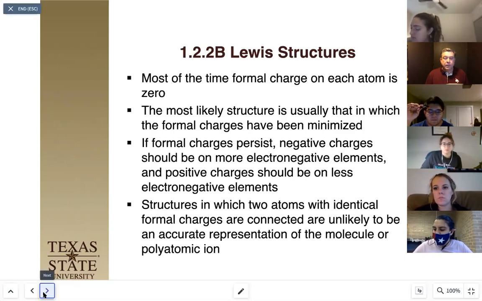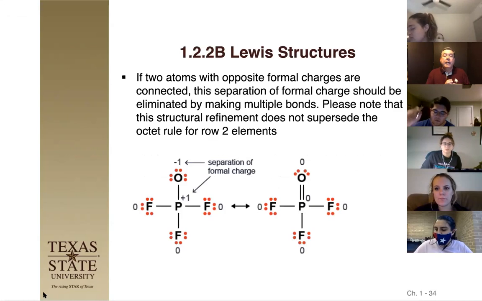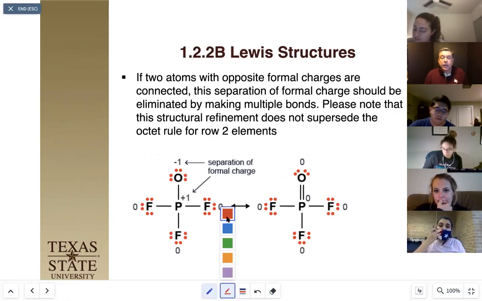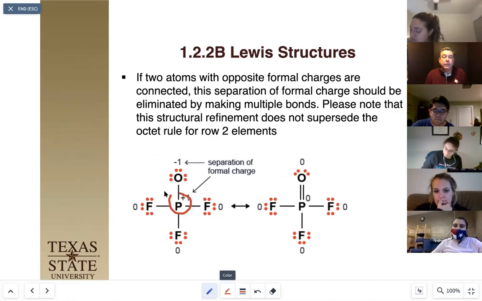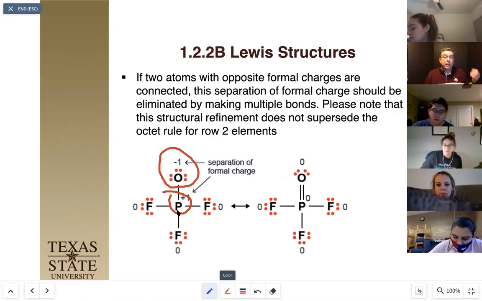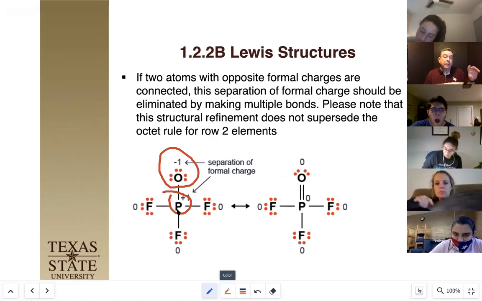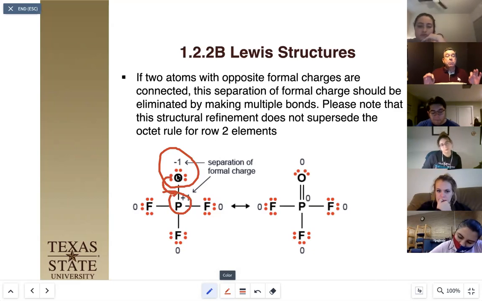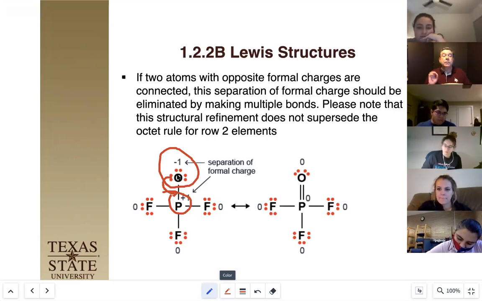Okay, there we go. An example of that would be to have this compound here. We actually show that it has a formal charge of +1 on the phosphorus and -1 on this oxygen. The oxygen is the more electronegative atom, and the phosphorus is the less electronegative atom. However, we can move electrons from this oxygen to create a double bond between the phosphorus and the oxygen to make the net charge of each of those 0.